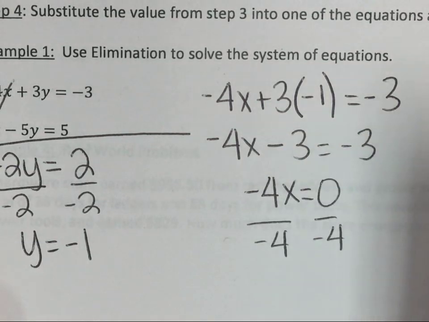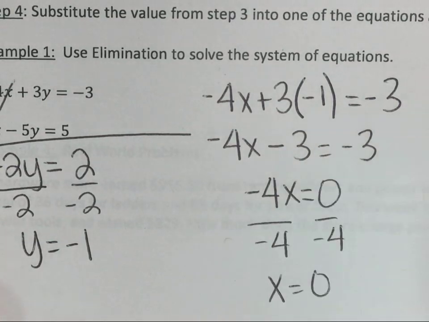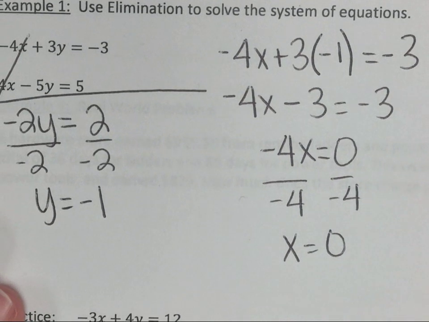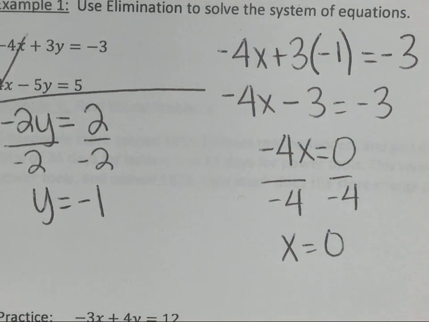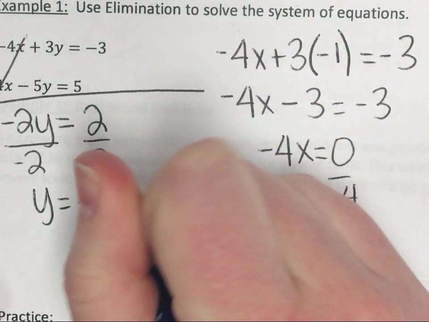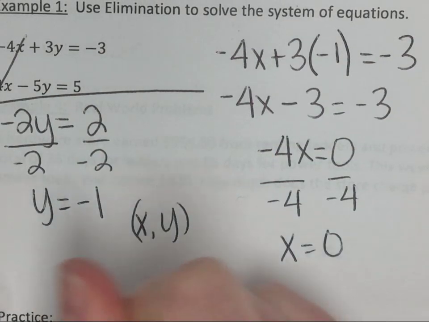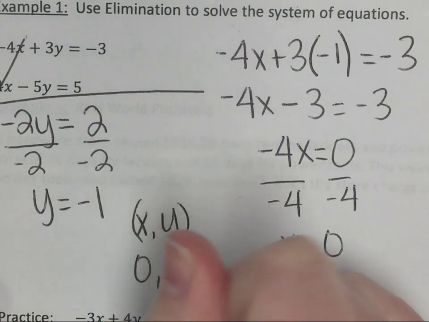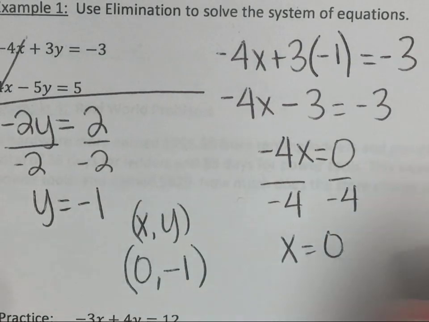Very interesting. Didn't know that one. So x is equal to 0. Okay, and our final answer needs to be in what form? A coordinate. And every coordinate is in the form x comma y. We've got to watch out for that. So 0, negative 1. Good.